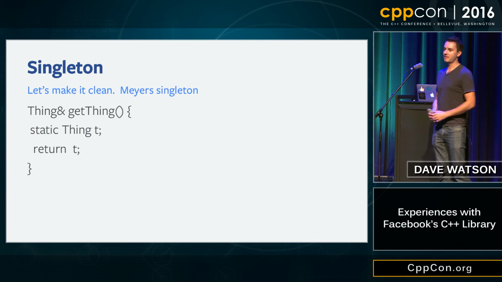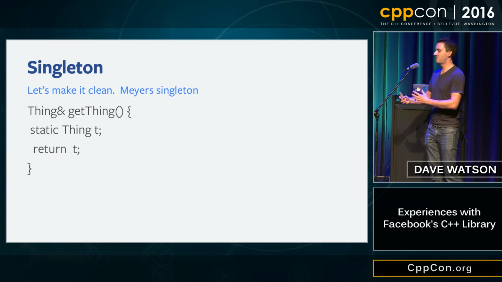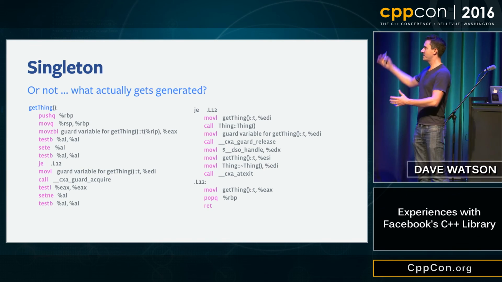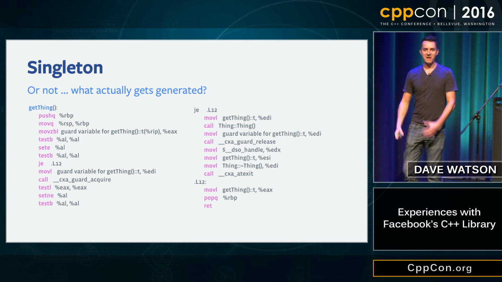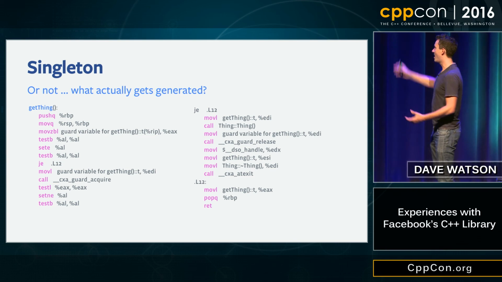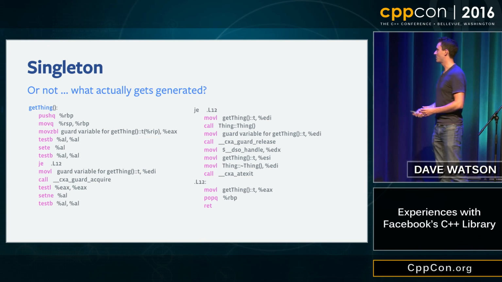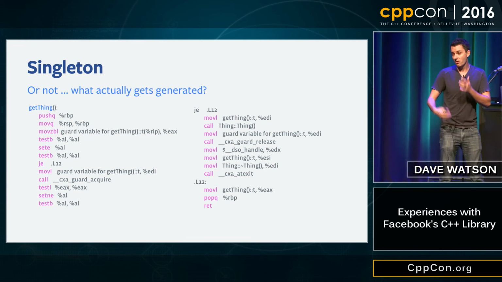My only gripe with this, it's just a tiny little gripe, is that it seems a little bit magic. You don't actually know what's going to happen here. This is what actually happens there. Several pages of assembly code, taking locks that you probably didn't expect. It calls and registers an add-exit handler so it can run the destructor. But it all works just fine.